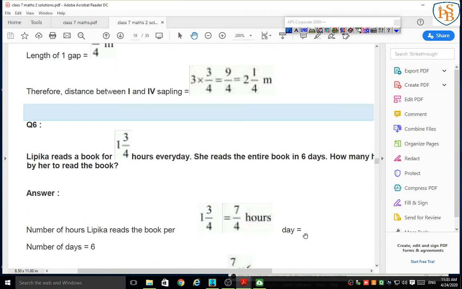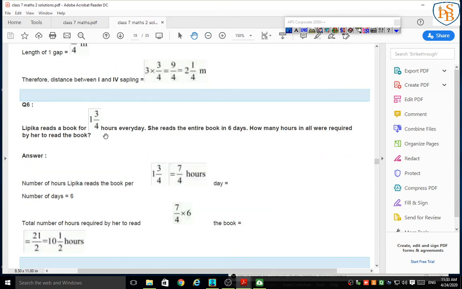Okay, now we will move forward to the sixth question. Lipika reads a book for 1 and 3 upon 4 hours every day. She reads the entire book in 6 days. How many hours in all were required by her to read the book?